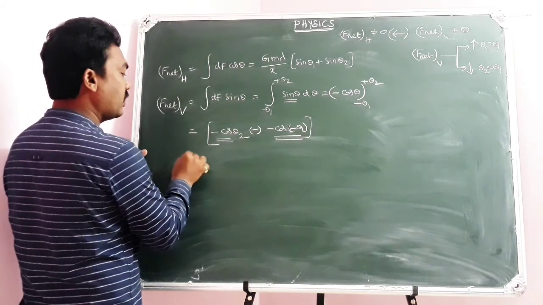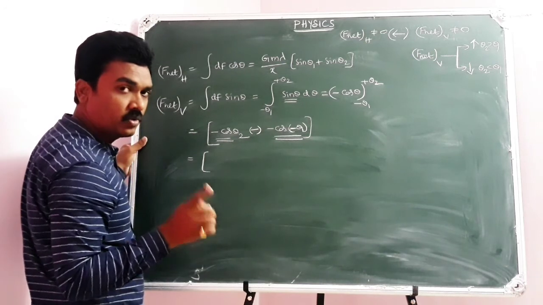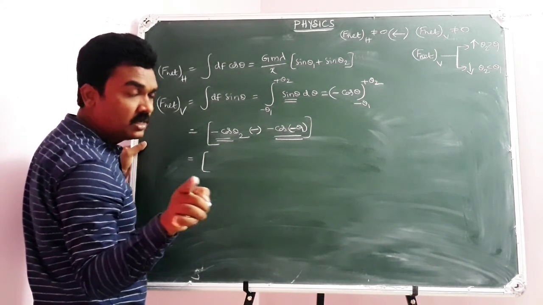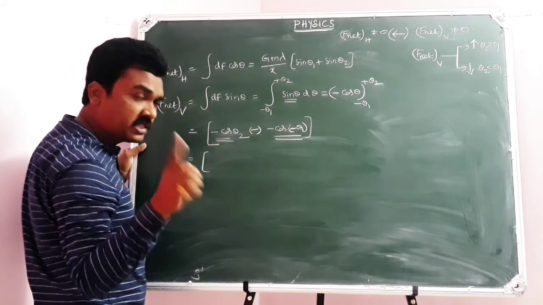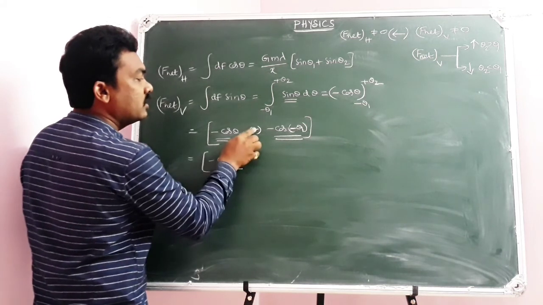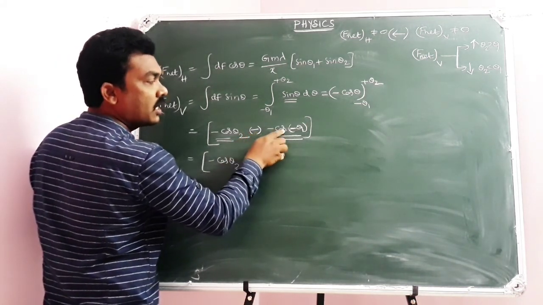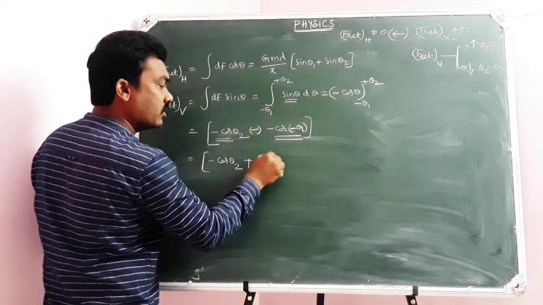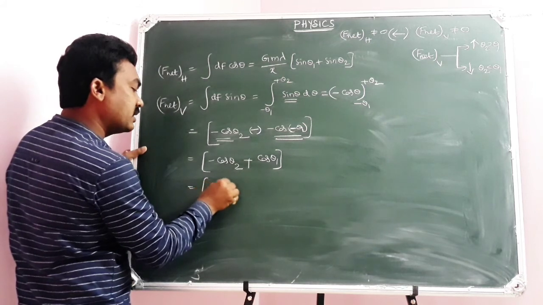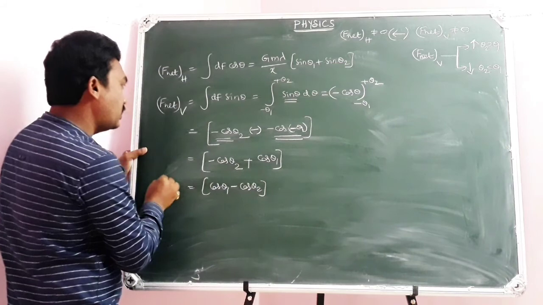So this is equal to, here cos of minus theta is cos theta, no doubt. Sin of minus theta is minus sin theta. Cos of minus theta is cos theta only. So this is minus cos theta 2. This minus into this minus is plus. Cos of minus theta is cos theta only. So finally this is cos theta 1 minus cos theta 2.